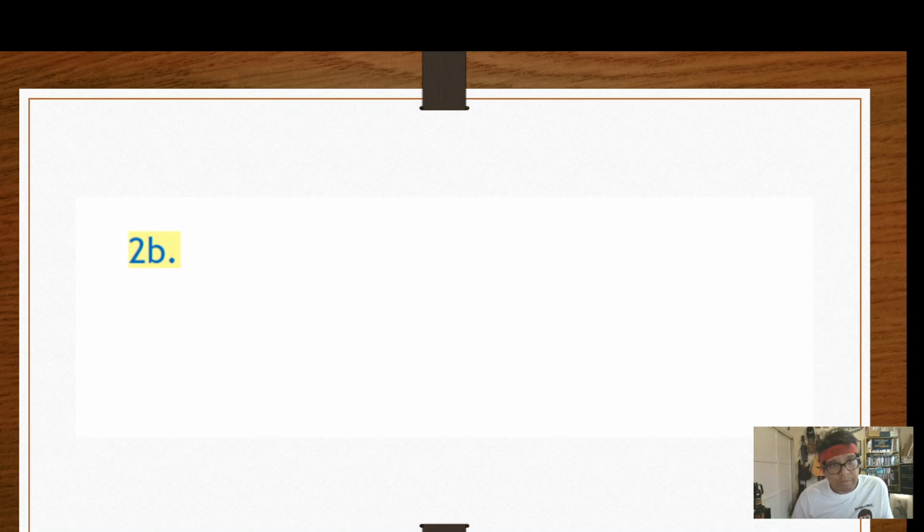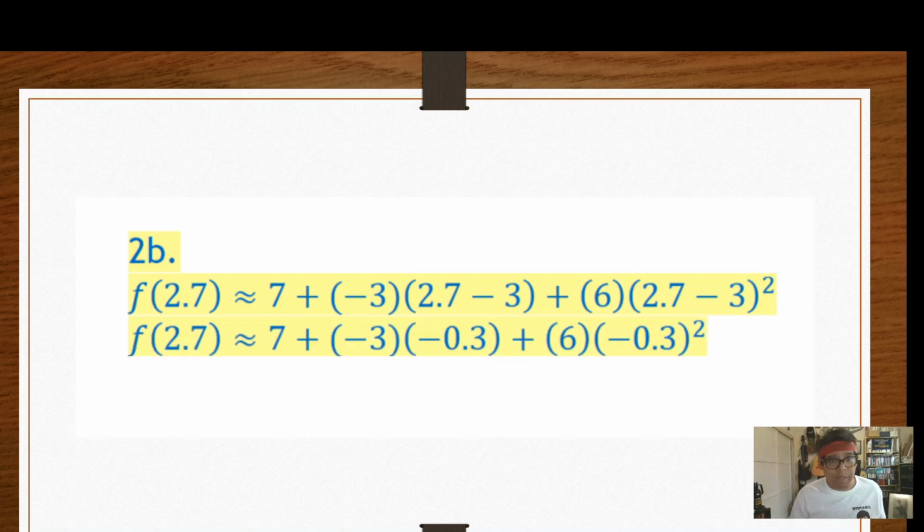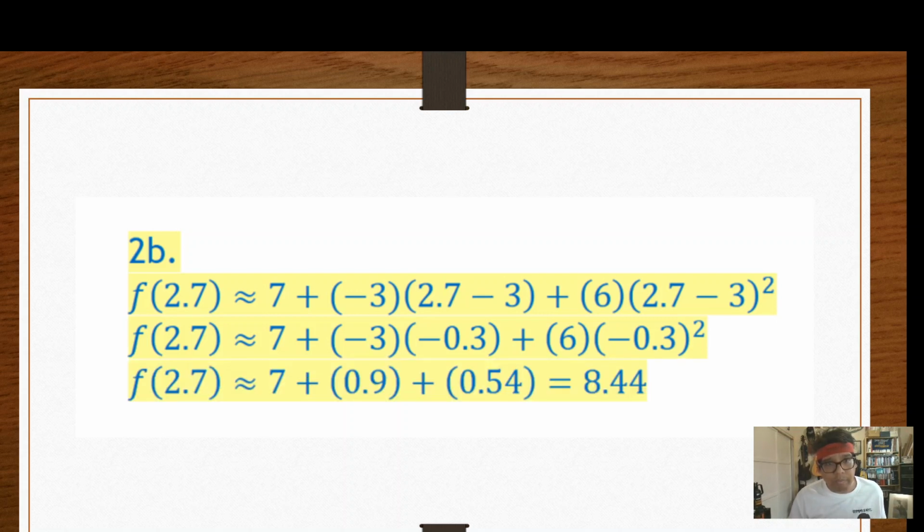Part B, let's evaluate f of 2.7. So you're taking your result from part A, substituting a 2.7, and then simplifying. Okay, everything. 2.7 minus 3 is negative 0.3. And you get 8.44.